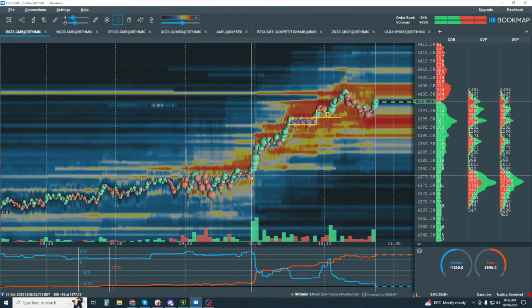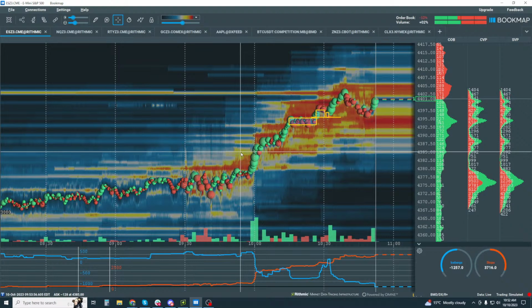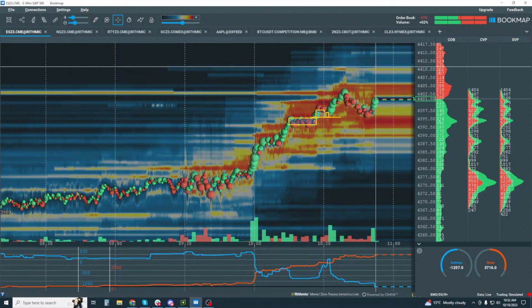So we went through different scenarios too, and then we also went through trade management, entry, exit, and stops. All right. Any questions here? So let me double back here.